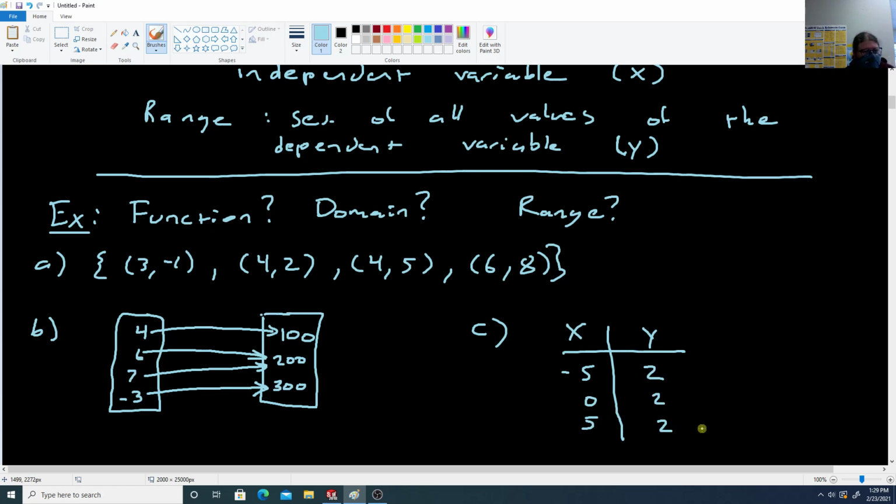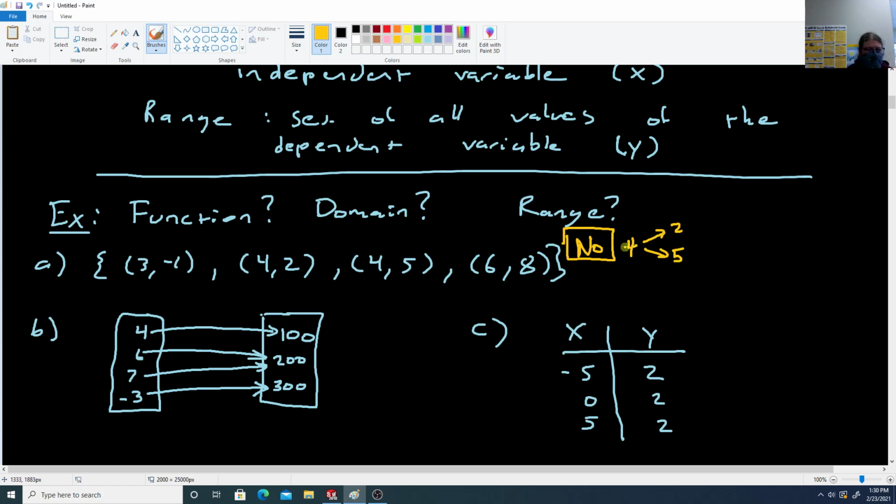So for the first one, we want to say, is this a function? So 3 is sent to -1, 4 is sent to 2, 4 is sent to 5. So right there we have a problem. No, this is not a function. The issue is the input 4 got sent to 2 different outputs. It got sent to 2, and then later on they tried to send it to 5. And that causes a problem.